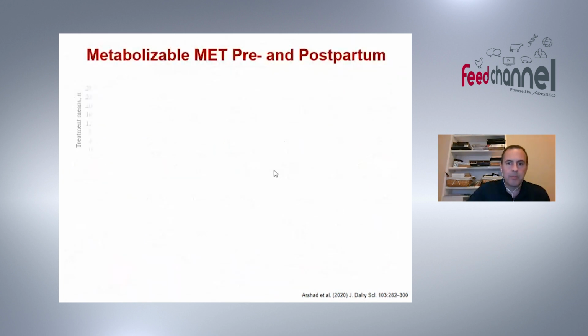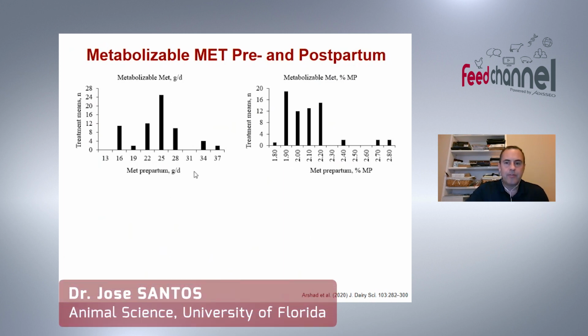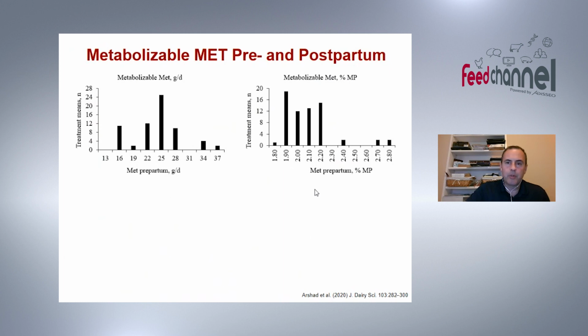And I'll show you a histogram here for the cows that were in those experiments during the prepartum period. So you can see intakes of metabolizable methionine that average approximately 25 grams, and that represent approximately 2 to 2.1% of the metabolizable protein. And there were some experiments that supplemented protected amino acids to a very large amount, so they got to values that were quite high.